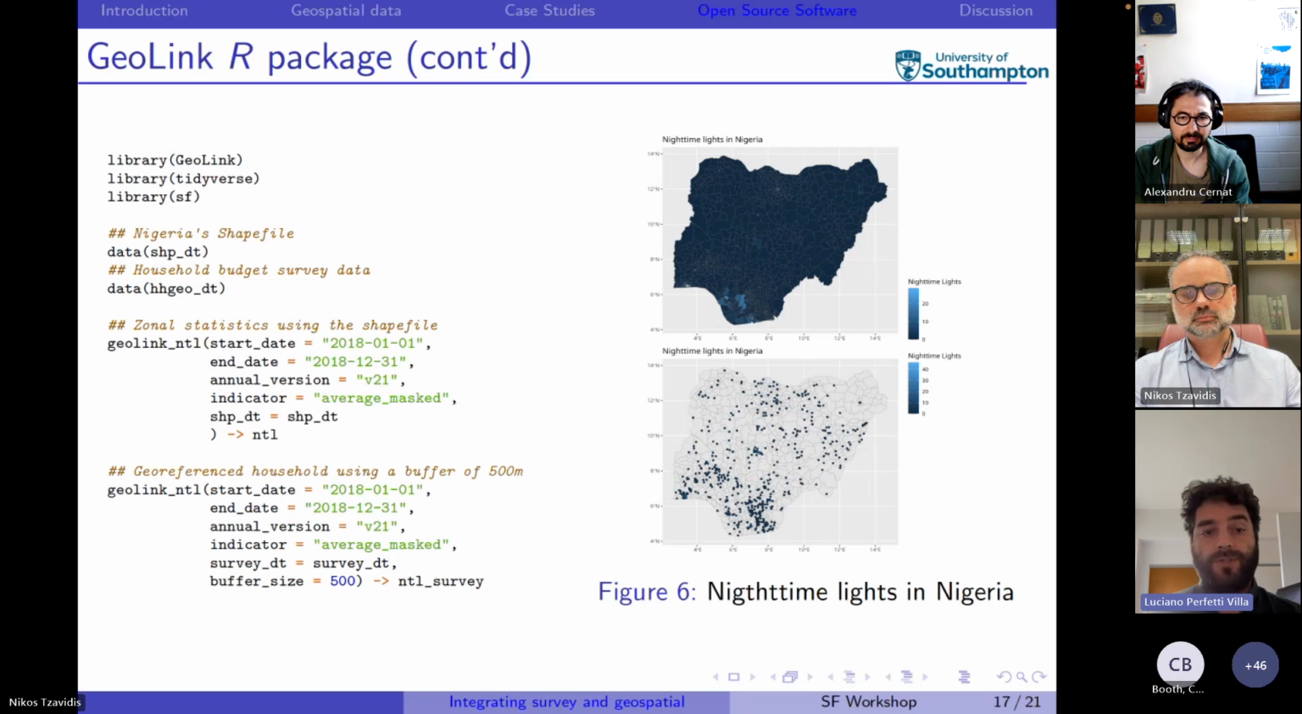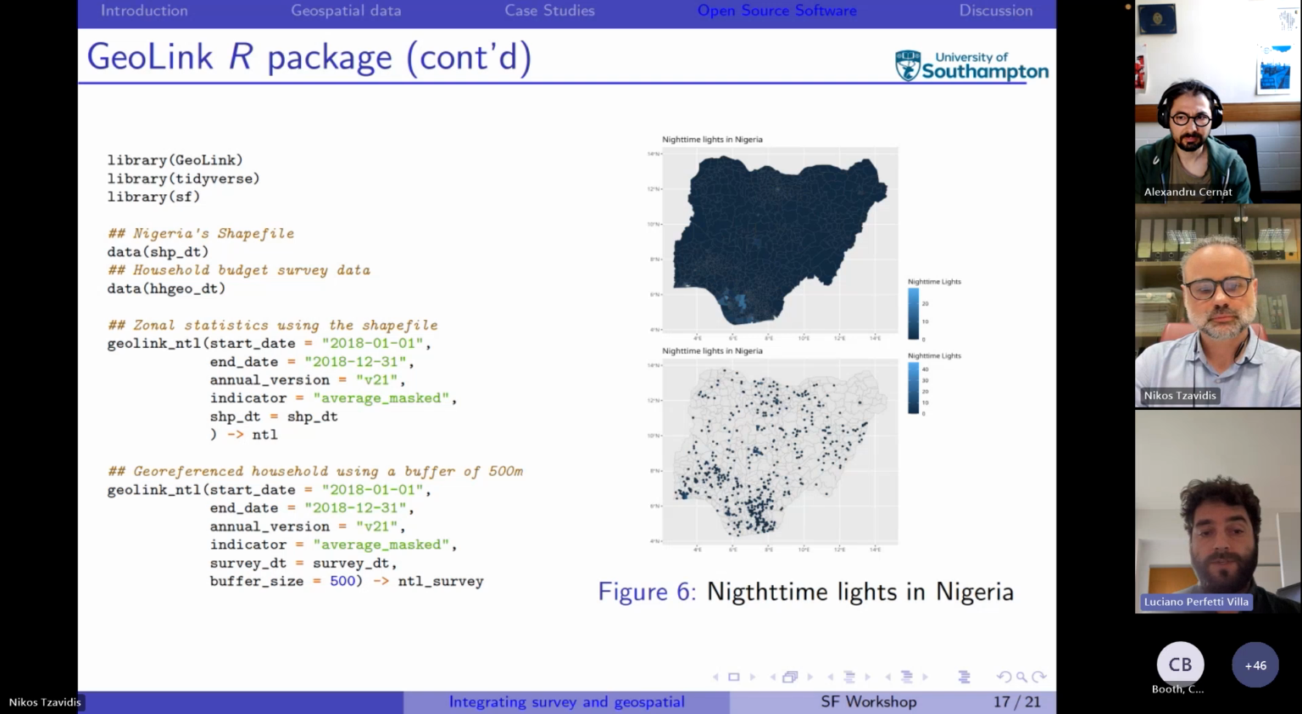The first chunk of code basically obtains the average of nighttime lights for the whole year of 2018 for a specific version of the nighttime lights, an indicator called average mask. There are other indicators depending on each of the geospatial variables, but in this case, you just have to provide the shapefile, and it will obtain the whole map. You can see the upper map in the figure.